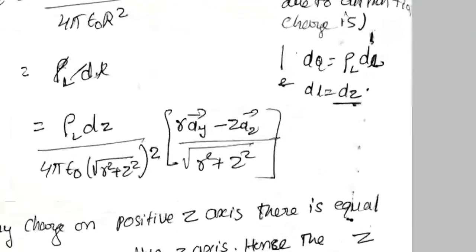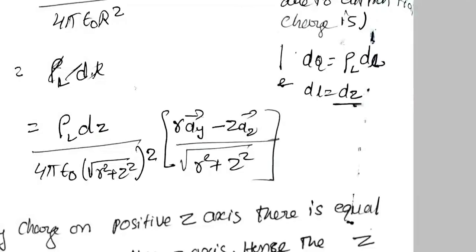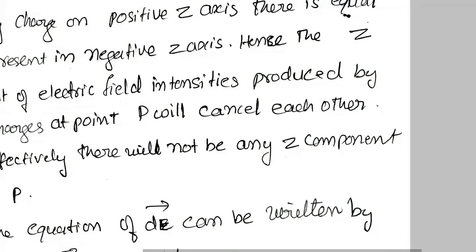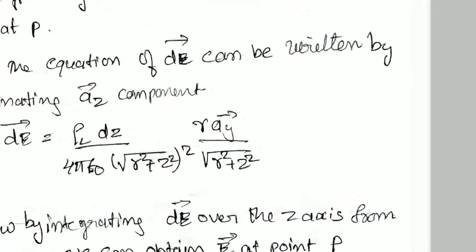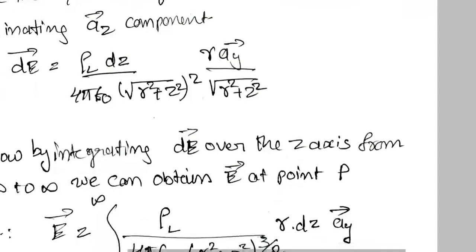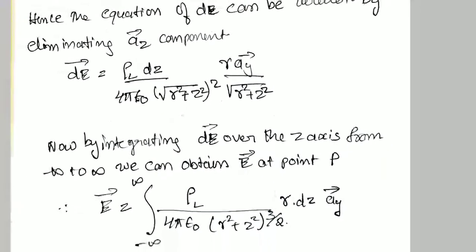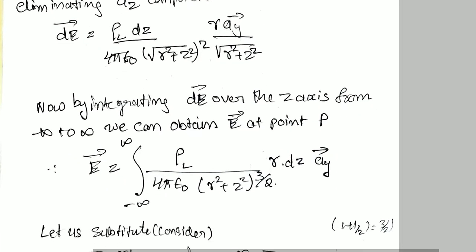So here we can neglect this z component, that is z into az can be neglected, and we can take only r into ay divided by square root of r square plus z square. So dE is equal to rho l into dz divided by 4 pi epsilon naught into square root of r square plus z square, whole square, times r ay divided by square root of r square plus z square. Now I want the electric field E, so in order to get the complete electric field, I have to integrate this dE.